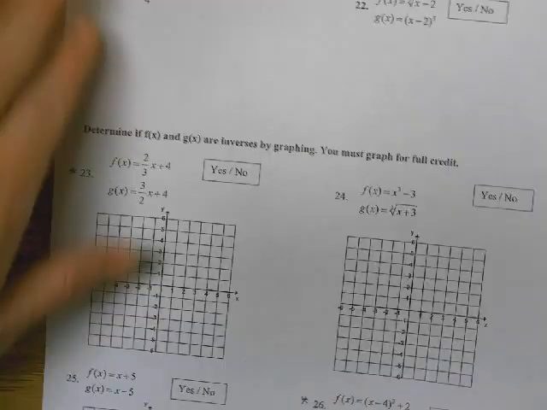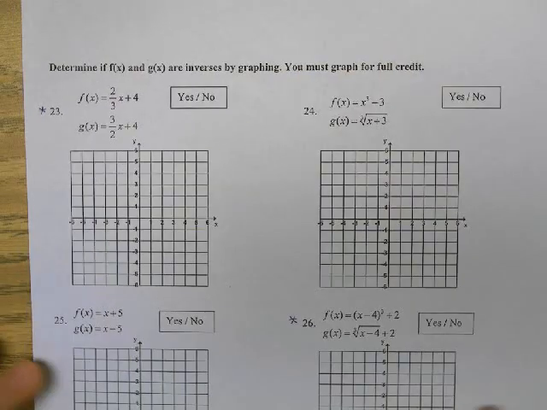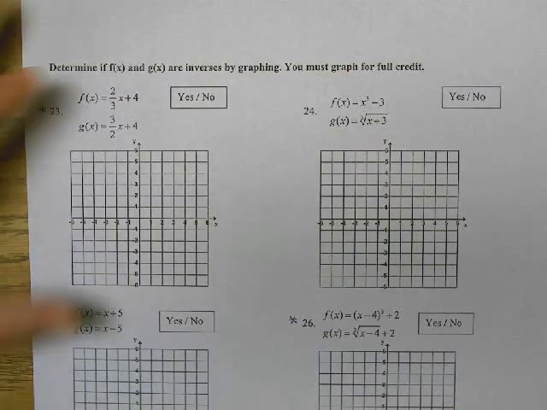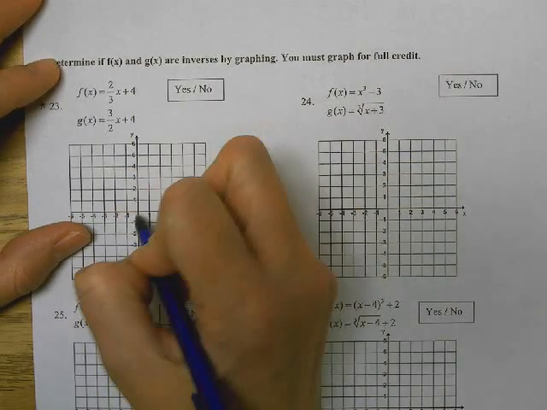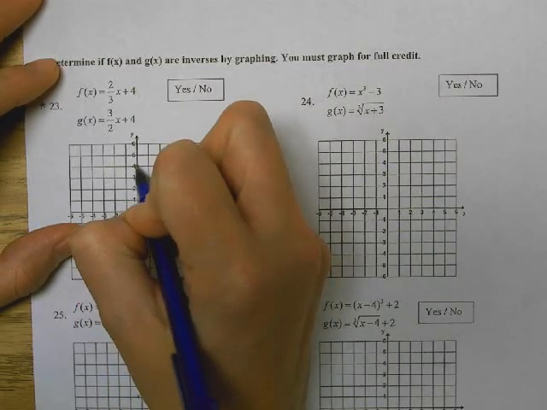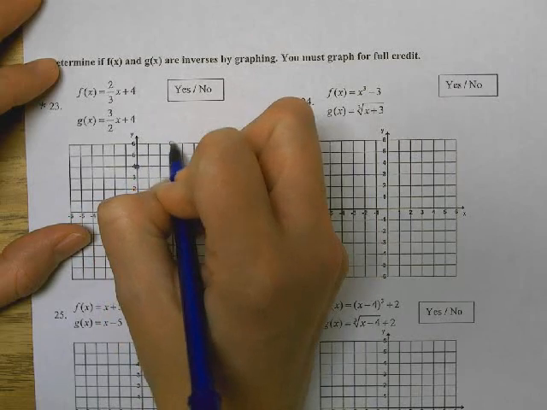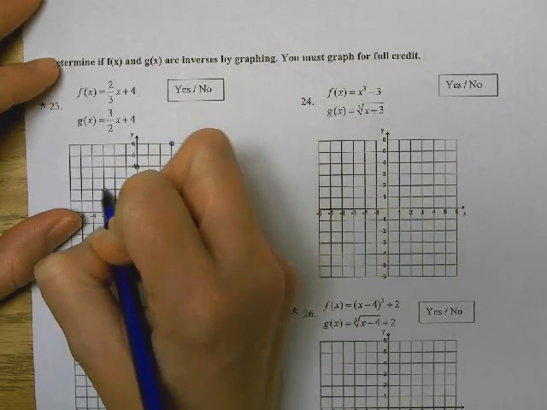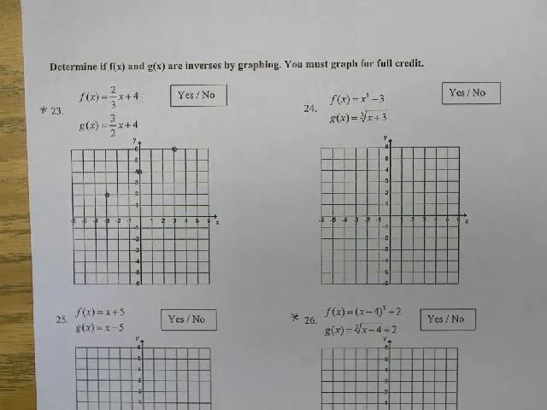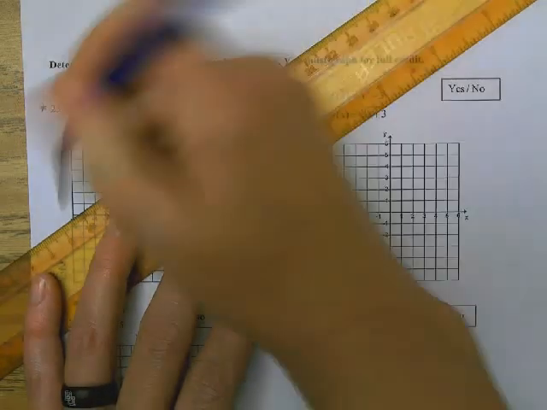Okay, let's look over here to number 23. Now we're going to look and see if they are inverses based off of graphing them. These are linear, this is my y-intercept, so I start at 4. And then I have a slope of 2/3 x, which means up 2 to the right 3. I can also go down 2 and back 3 in order to get the line if I don't have enough space on the upper end. So that is my first line.